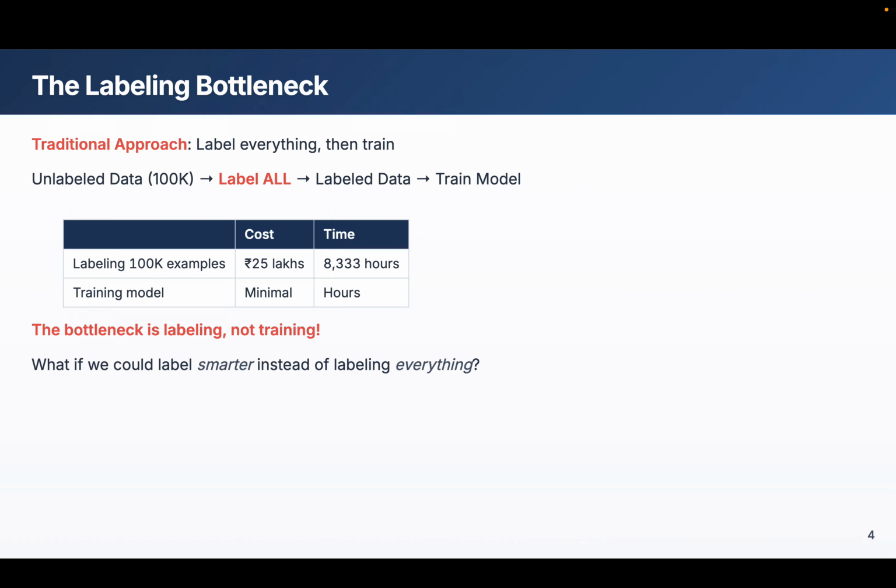But the point Shreyans was making was correct. We have to figure out which are the important samples to label. Perhaps not everything needs to be labeled. And we'll see how we can create some criteria for that.